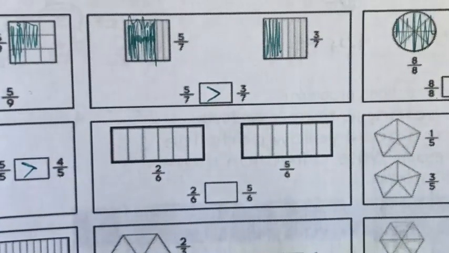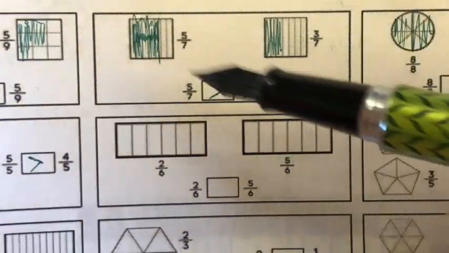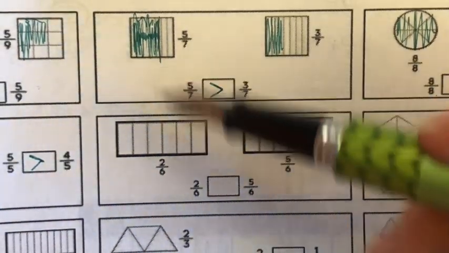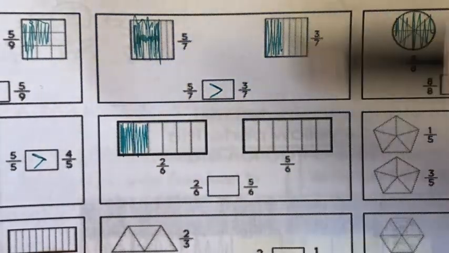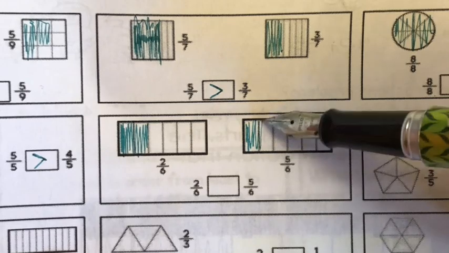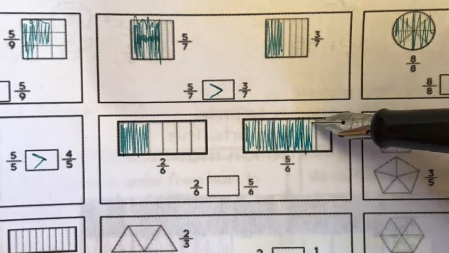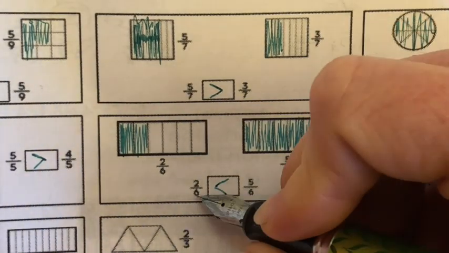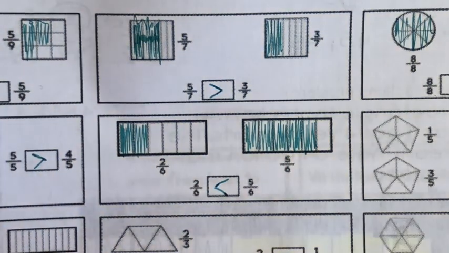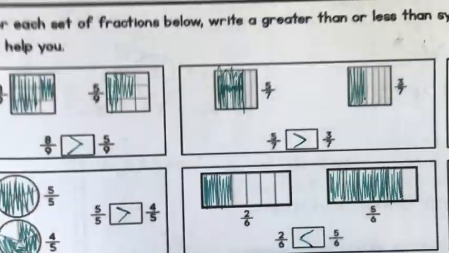This is the last one I'm going to do, and then I'm going to have you try some on your own. Remember, you're going to send me a picture of your work so I can see how you're doing. Okay, 2/6 and 5/6. So I'm going to color in 2 of my 6, and then I'm going to color in 1, 2, 3, 4, 5. So 5/6, the crocodile is going to be facing that. 2/6 is less than 5/6. 5/6 is greater than 2/6. You can say both of those things about this sentence.